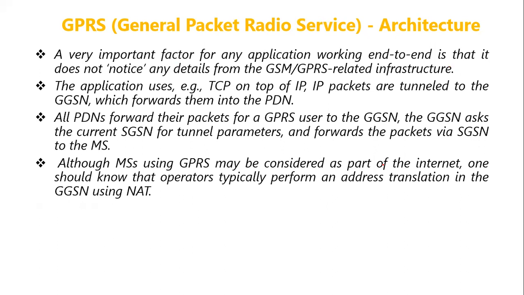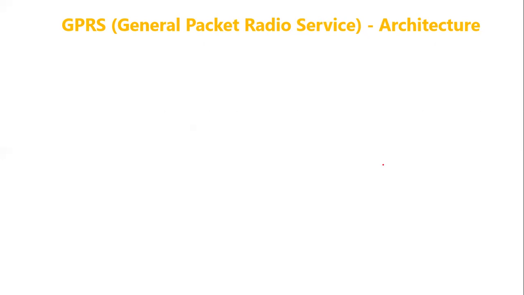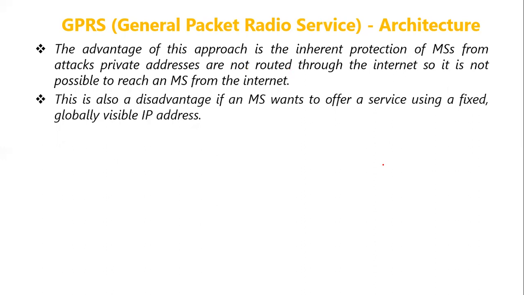So all mobile stations are assigned private IP addresses, which are then converted into global addresses. These private IP addresses are converted to global IP addresses at the GGSN. The advantage of this approach is the inherent protection of the MS from attacks. Even though the mobile station is connected to the internet and has an IP address, this private IP address will be converted to some other IP address. Because of that, the device will be protected from attack. Nobody can identify that this IP address corresponds to this particular device. You cannot relate them.